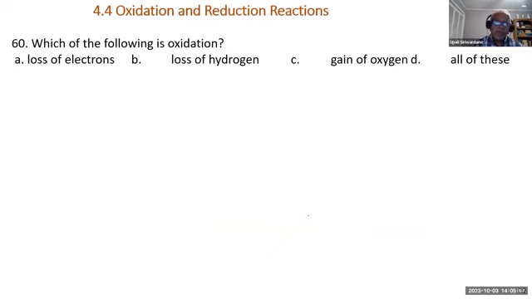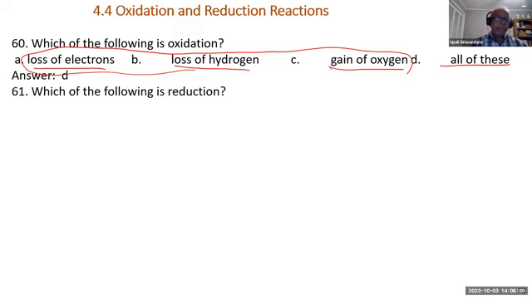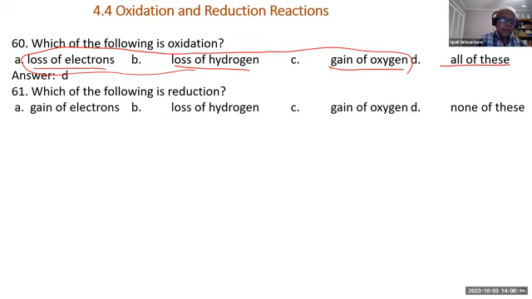Which of the following is oxidation, according to our new definition? Oxidation is loss of electrons, loss of hydrogen, or gain of oxygen. All these three definitions cover oxidation. Therefore, all of these now define the oxidation of any redox reaction. Which of the following is the reduction? Reduction is gain of electrons. That's true. Loss of hydrogen is oxidation. Gain of oxygen is oxidation. Therefore, the only answer is A.